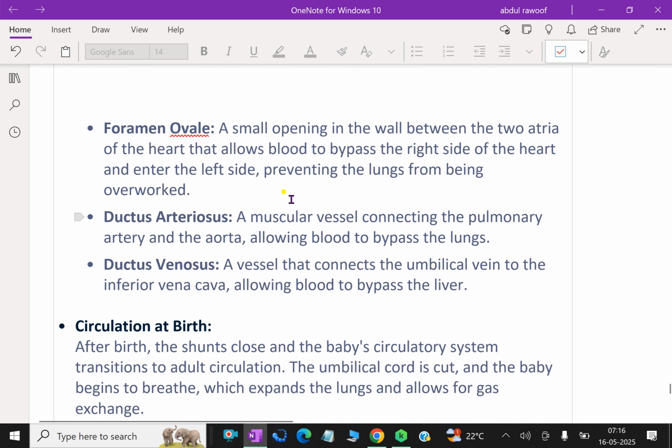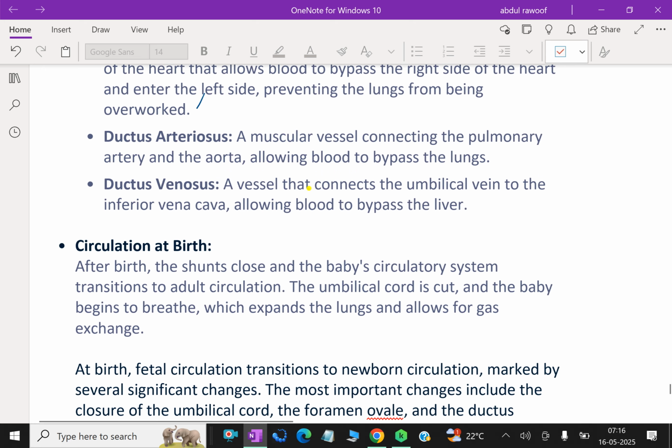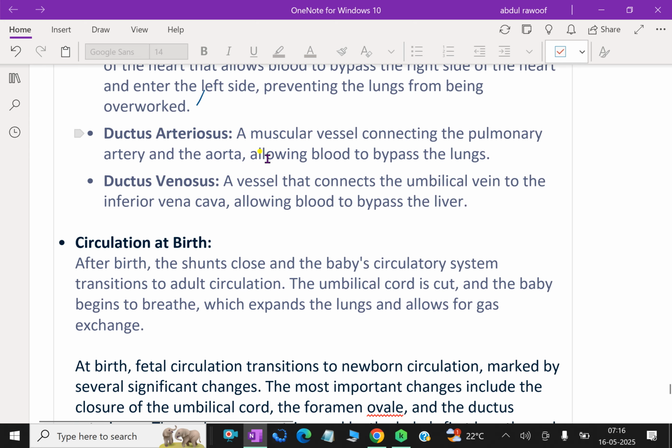Foramen ovale, a small opening in the wall between the two atria of the heart that allows blood to bypass the right side of the heart and enter the left side, preventing the lungs from being overworked. Ductus arteriosus, a muscular vessel connecting the pulmonary artery and the aorta, allowing blood to bypass the lungs. Ductus venosus, a vessel that connects the umbilical vein to the inferior vena cava, allowing blood to bypass the liver.